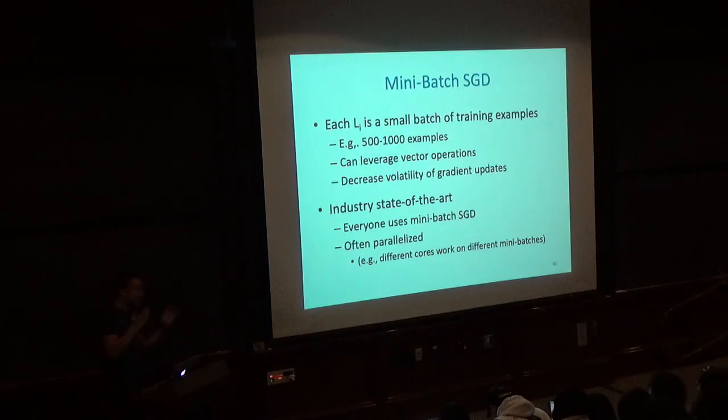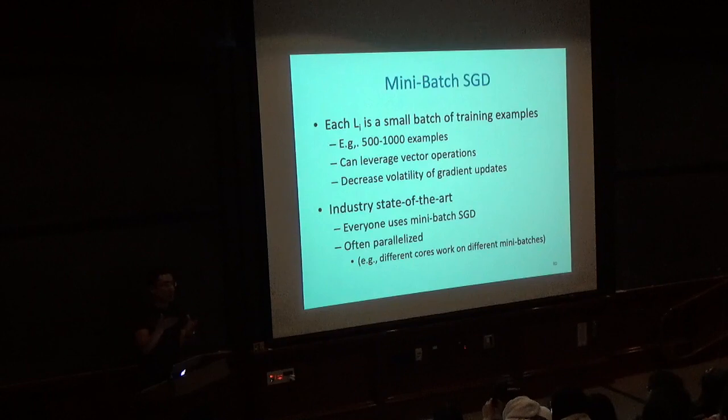Okay, in practice, things are a little bit more complicated. People don't do singleton stochastic gradient descent. People often do what's called mini-batch stochastic gradient descent, where each l_i is a small batch of the training examples. For example, each l_i corresponds to 500 examples or something like that. There are a few reasons why people do this. First of all, in modern computing architectures, you can leverage vector operations by going over batches of 500 or so at a time rather than a single example at a time. It's just better in terms of computation and memory access.